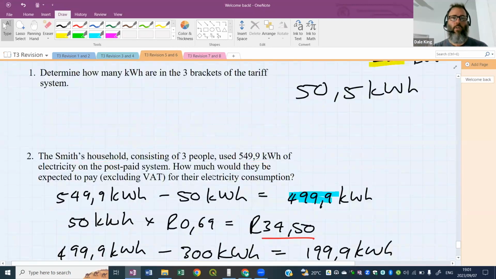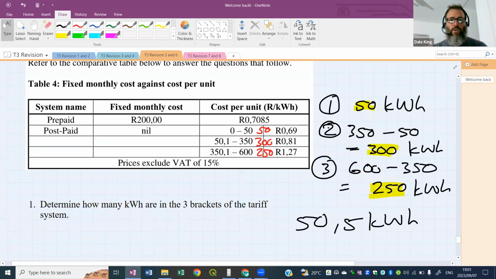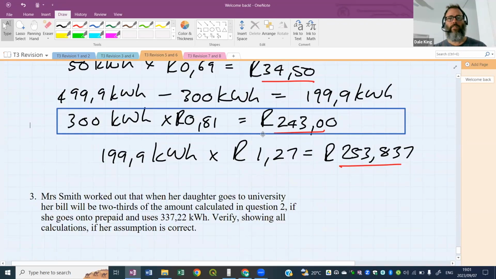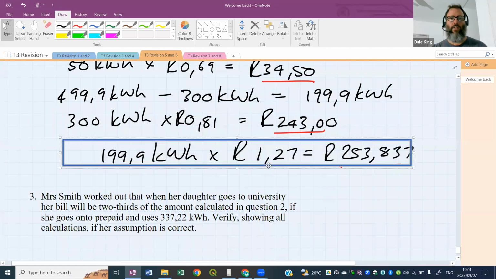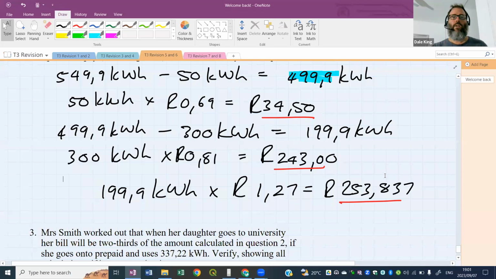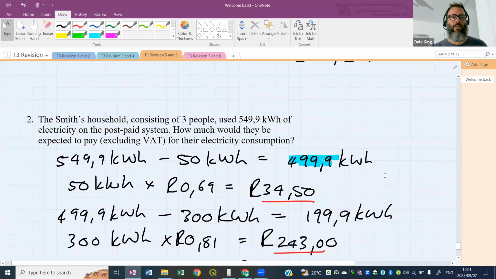So now I'm in the third bracket. The third bracket has 250 kilowatts. I'm not going through there because I only have 199. I'm staying in there. Every kilowatt in there is charged at 1 rand 27. So the last calculation I do is 199, all the kilowatts I have left, charged at 1 rand 27, and that gives me the total there, 253.837. Then all the totals that we worked out for each bracket, the rand values, you must add them up. And this was VAT excluded. They wanted VAT excluded as well.